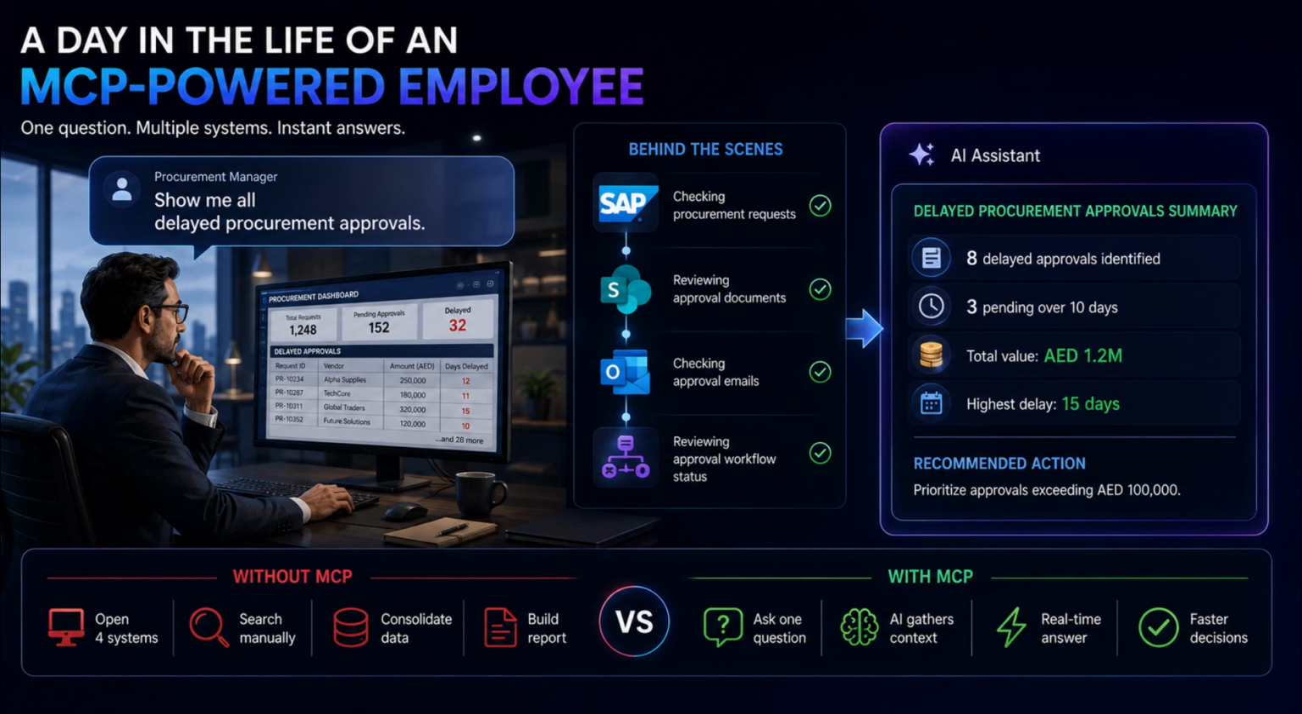The AI assistant can access the relevant systems, it can review the procurement data, check the approval workflow, analyze supporting documents, look at the email approvals, and then return a consolidated response. The user asks a single question, and the AI can instantly analyze the data and respond with meaningful insights. For example, there are 8 delayed approvals, 3 of which have been pending for more than 10 days. The longest delay is 15 days, and then it can give the total value of the outstanding approvals. So the AI gathers context from multiple systems, and the MCP acts as a bridge connecting everything together.